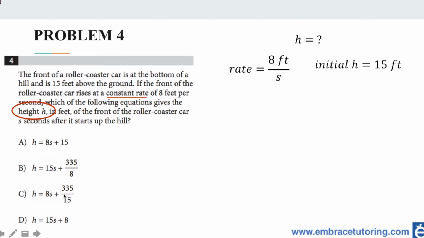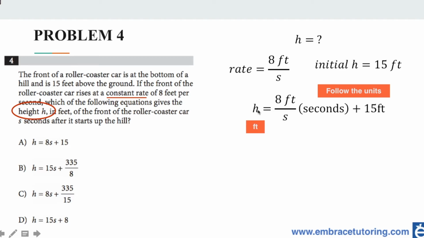So using this information, I can now start to plug things in and figure out what's going to happen. By following the units, hopefully I can tell that my height here is going to be 8 feet per second times seconds, which is what s is going to be. So here I have my s, because it says gives the height in feet of the front of the roller coaster car s seconds after it starts up the hill. And this is my initial. By following the units, I can tell that if these seconds were to cancel, I'm going to stay in units of feet. So height will be in feet, my initial value will be in feet, and in this case, my y-intercept will also be in feet.